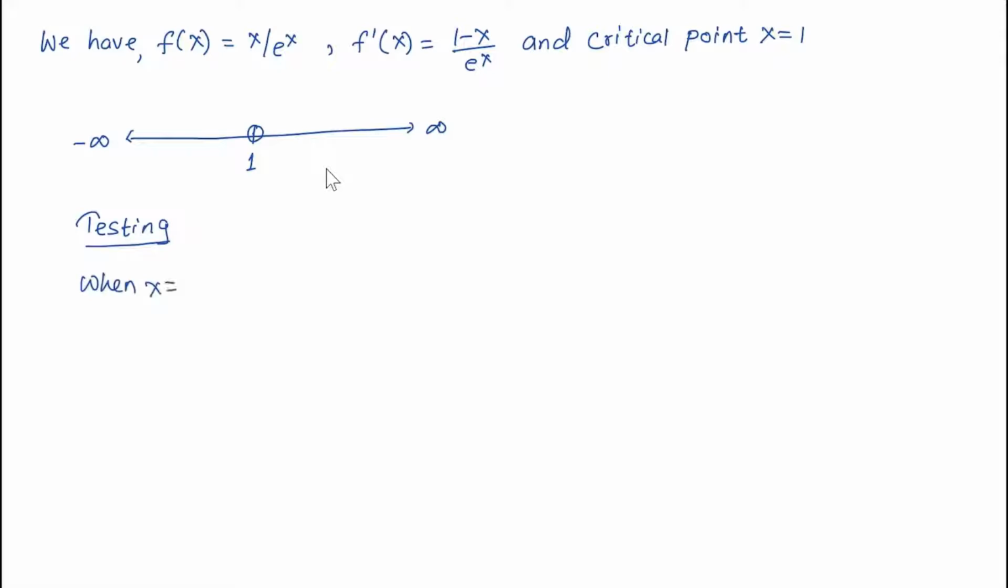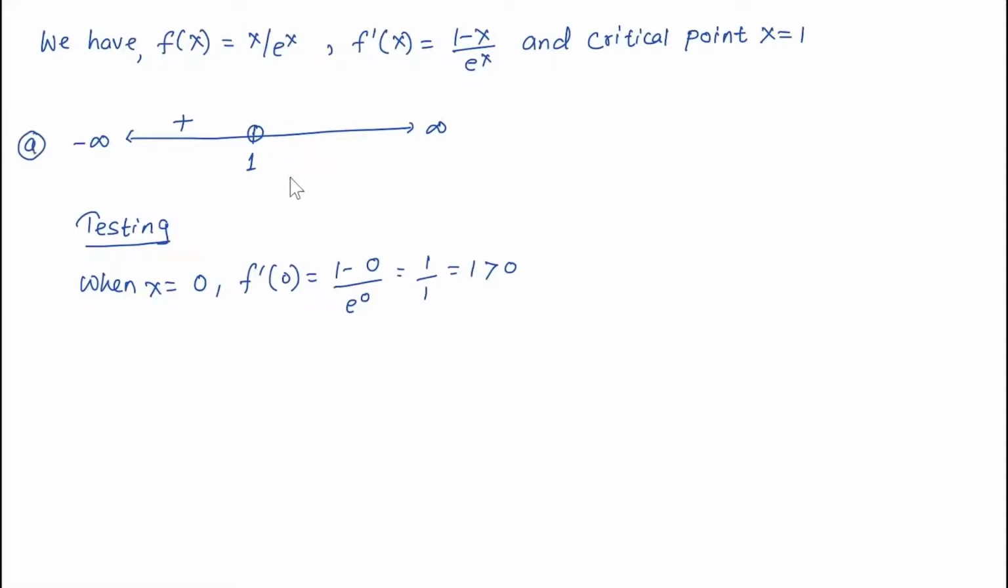Here is 1, so you have to plug in a number which is below 1, so you can plug in 0. When x equal to 0, the first derivative at 0, this is my first derivative, will be 1 minus 0 over e to the 0. 1 minus 0 is 1, e to the 0 is 1. 1 over 1 is 1, which is greater than 0, or positive. So in this interval, the first derivative is positive. Meaning of that is, the function is increasing on this interval.